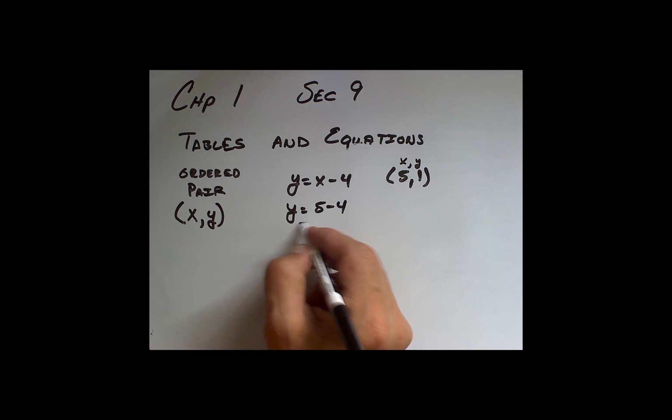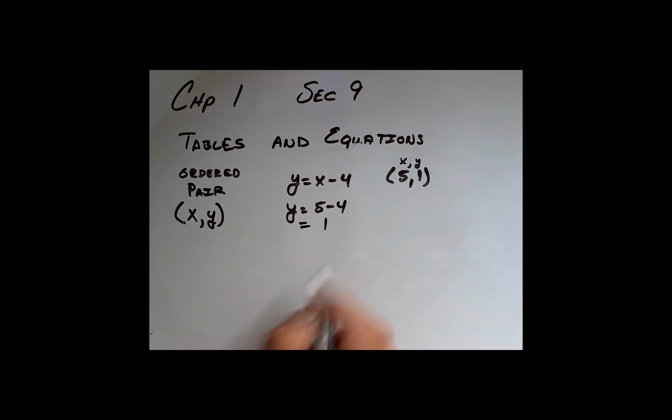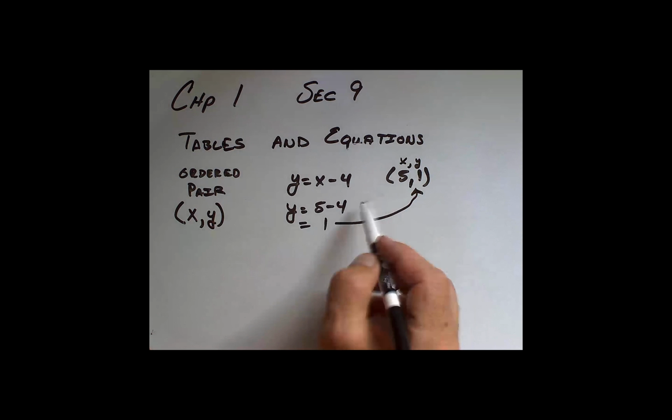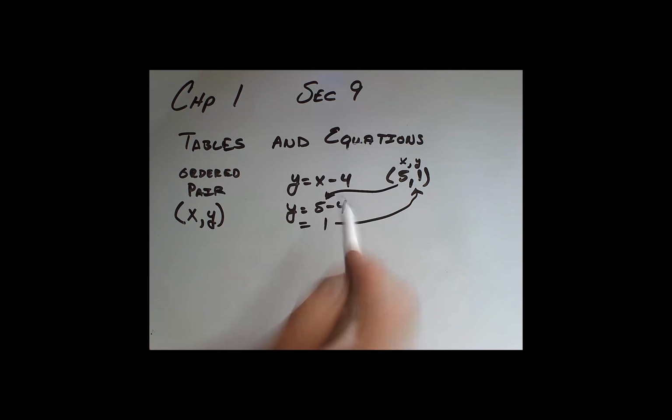5 minus 4 equals 1. 1 is what the value of the y is, and we replaced the x with the 5, so we know that yes, this is a solution for this equation. 5 and 1, that ordered pair, is a solution for y equals x minus 4.